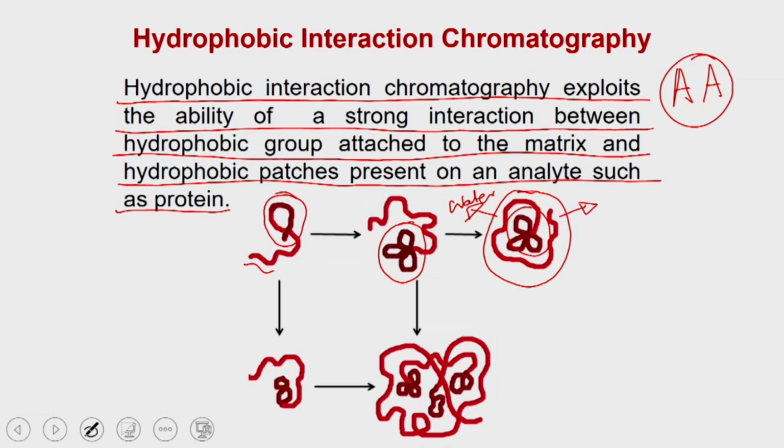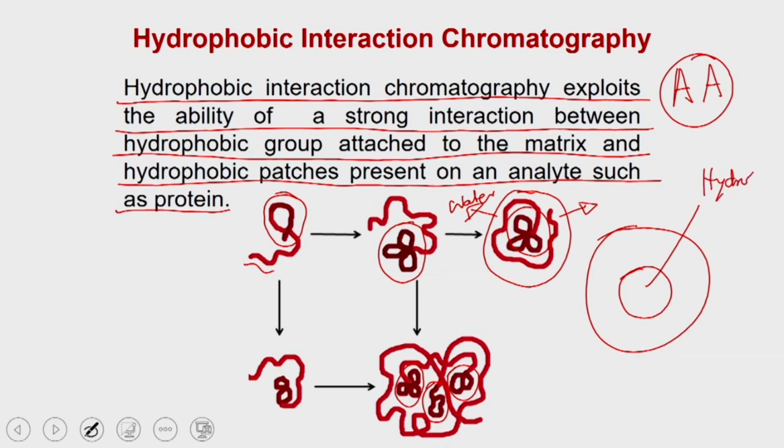And eventually all the hydrophobic groups would be present in the center of the protein, whereas all the hydrophilic polar groups would be present outside. So, if you see a cross section of a protein, this is going to be the hydrophobic core present in the protein molecule, and you are going to have the hydrophilic groups outside.